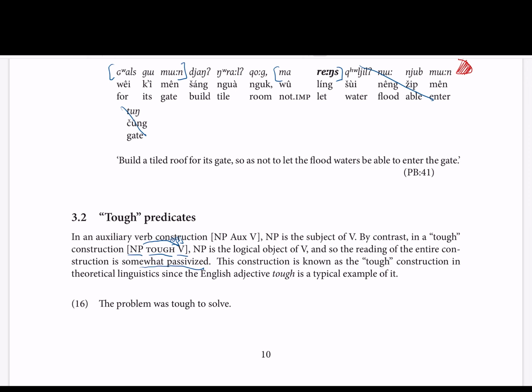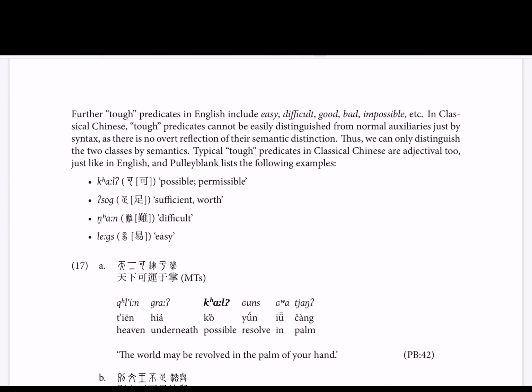And this construction is known as the tough construction in theoretical linguistics because the English adjective tough is a typical example, as in 16. The problem was tough to solve. So here the NP is the problem, the tough predicate is simply tough, and solve is the verb. The NP, the problem, is the logical object of the verb to solve. Some further tough predicates in English are easy, difficult, good, bad, impossible, etc.